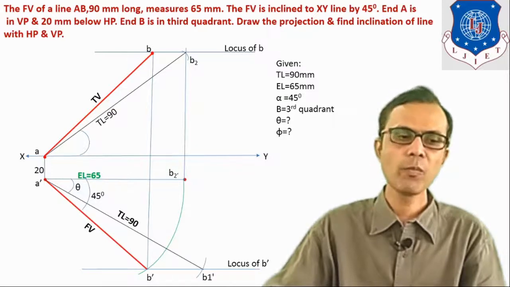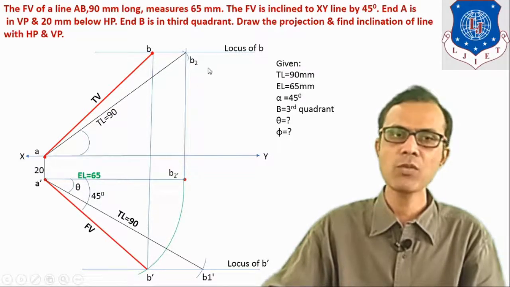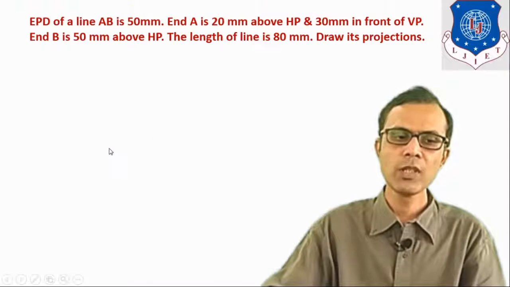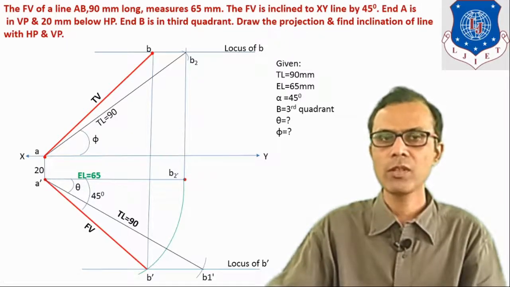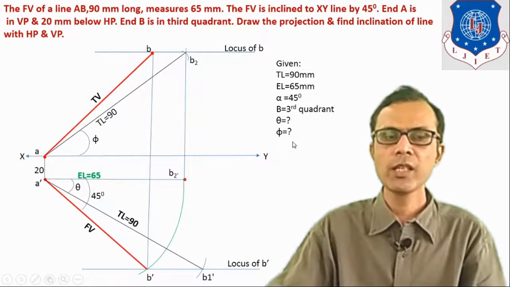For the other angle, you measure the inclination angle of this AB2, the true length in top view. That would be the answer for phi. So in this way you can find out the required answers.